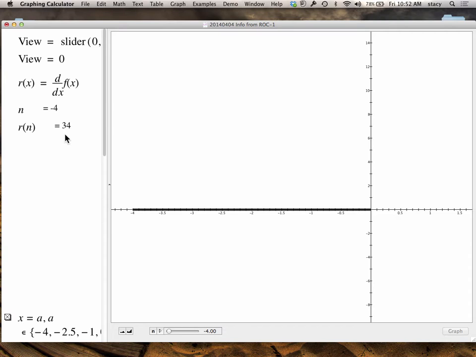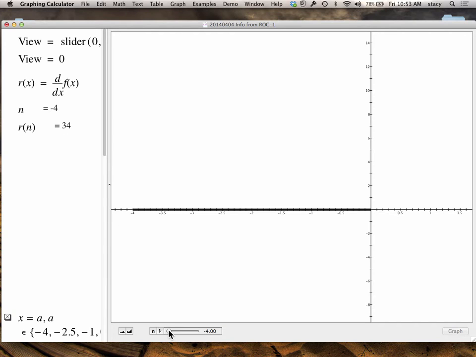Okay, so at x equals -4, the rate of change of what? Okay, so the rate of change of the function f is 34, which means that near x equals -4, small changes in x will result in a change in y 34 times as large, right?